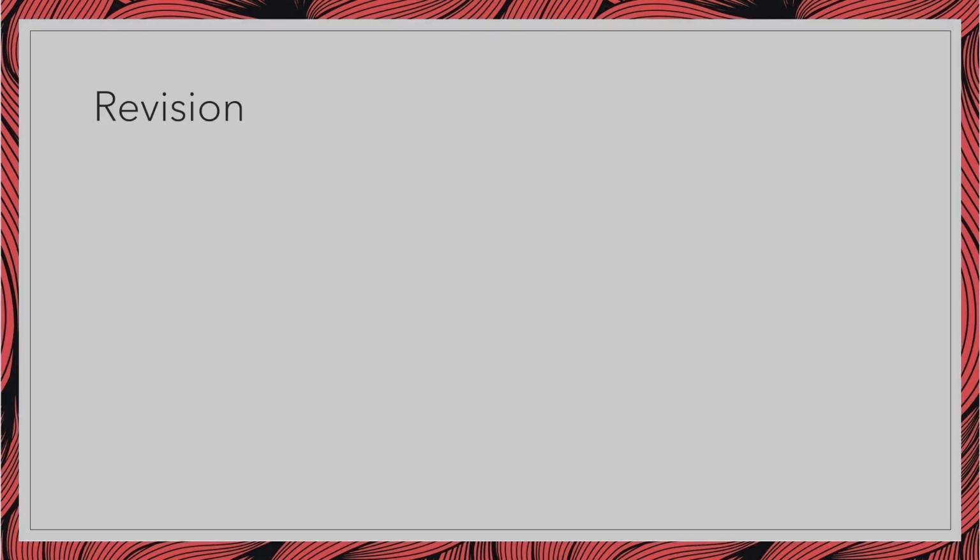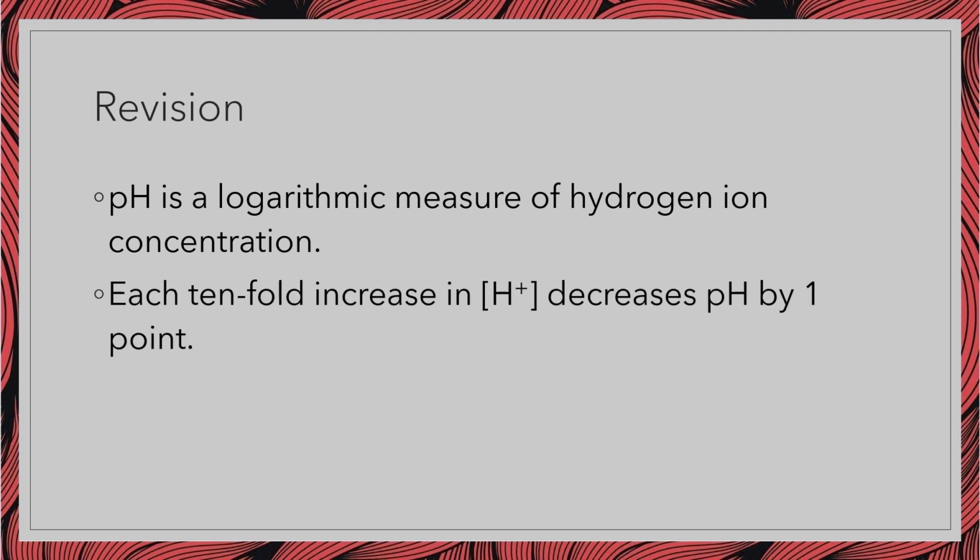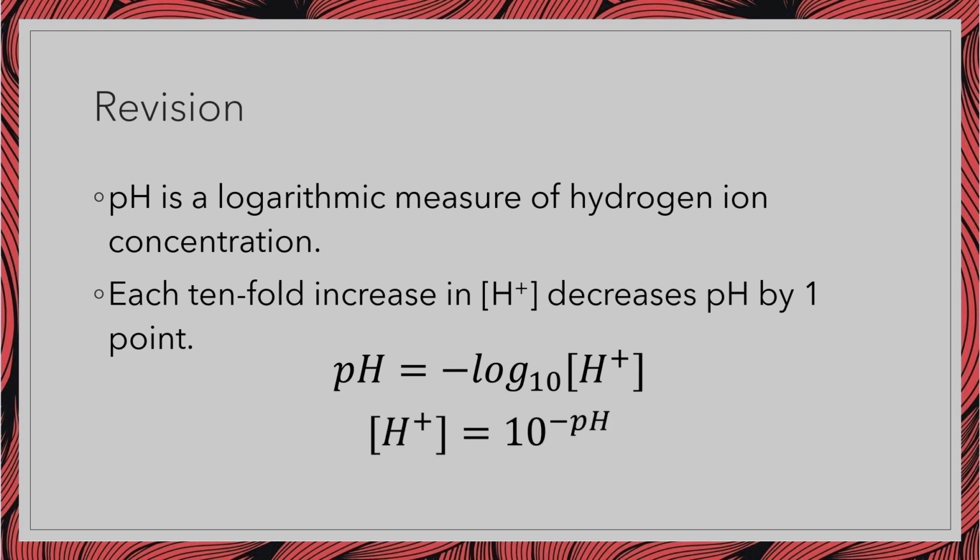Make sure you've done the questions before going through these answers. So pH is a logarithmic measure of hydrogen ion concentration. Each tenfold increase in hydrogen ion concentration decreases pH by 1. So pH equals negative log 10 hydrogen ion concentration. Hydrogen ion concentration is 10 to the negative pH. So remember that first one is on your formula sheet, the second one's not.